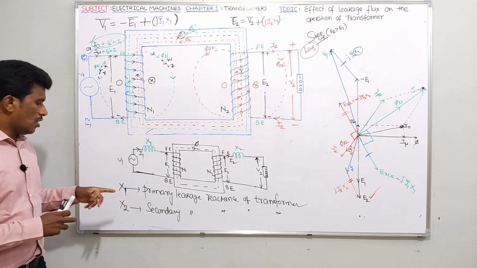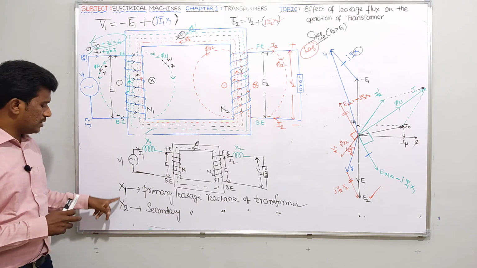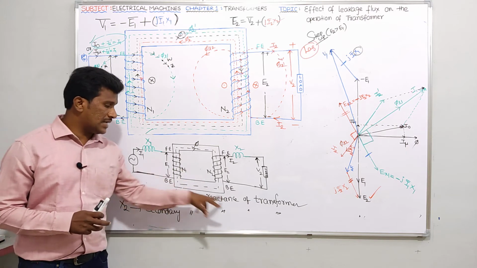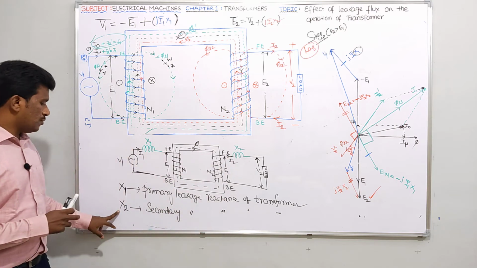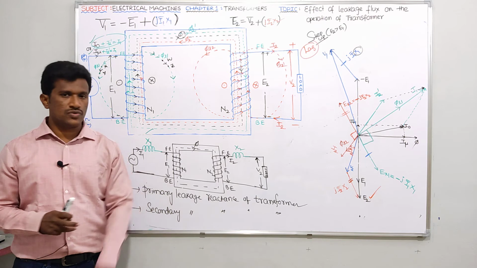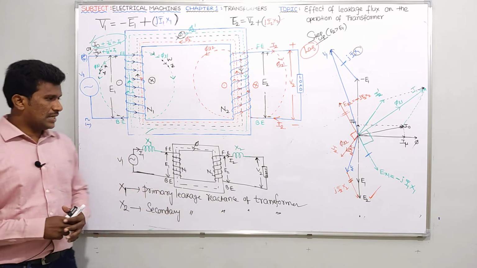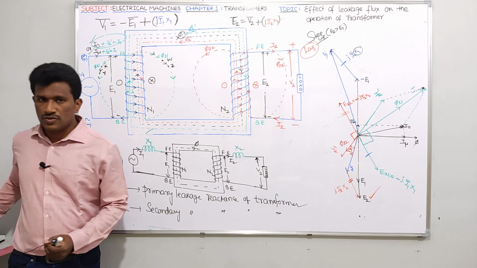This nomenclature is very important. Don't confuse this X1 and X2 nomenclature. X1 means primary leakage reactance of transformer. X2 means secondary leakage reactance of transformer.